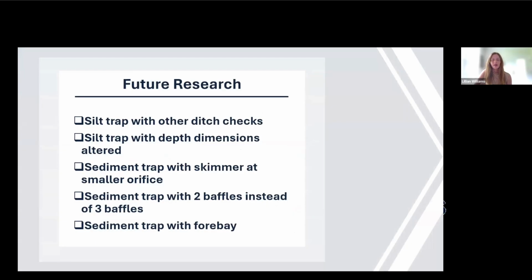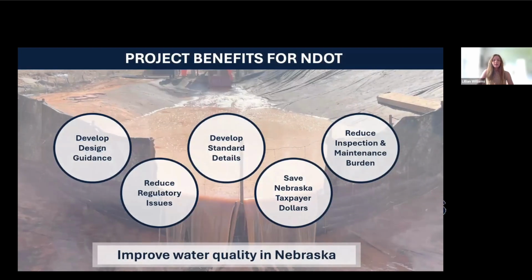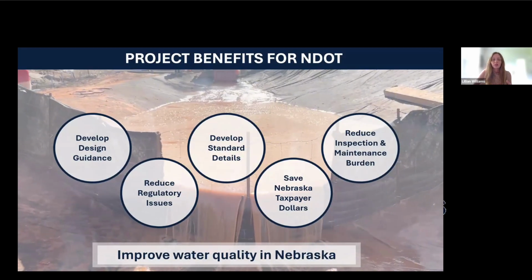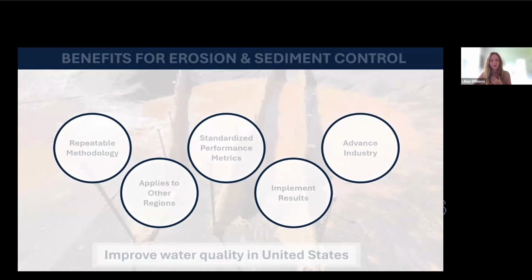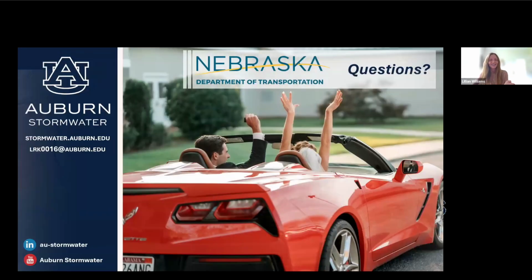There are a few things that we would love to do for future research, if possible. Either adding different elements, and then for the skimmer, I would most definitely try to aim for more of a 48-hour dewatering. And that would just be based off of the volume or the actual dimensions rather than just a known volume. And then the benefits for Nebraska were really overall to improve their water quality. But I'm going to go ahead and wrap up and see if there are any questions.